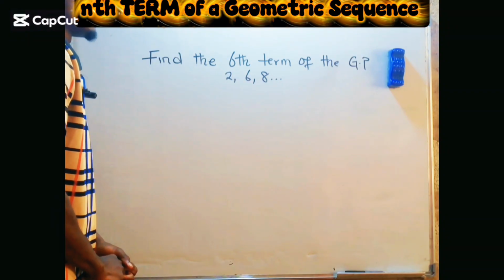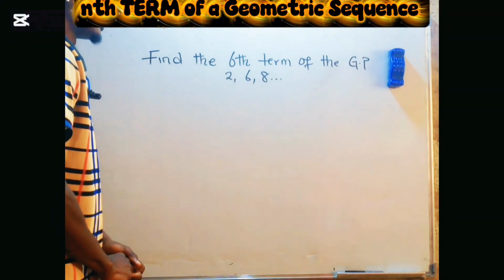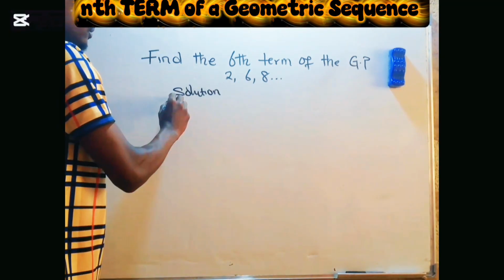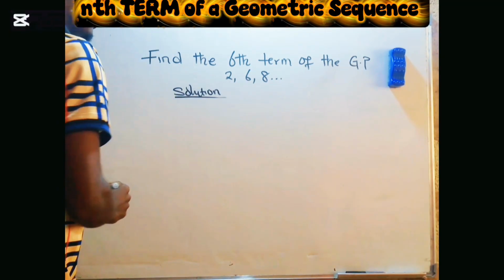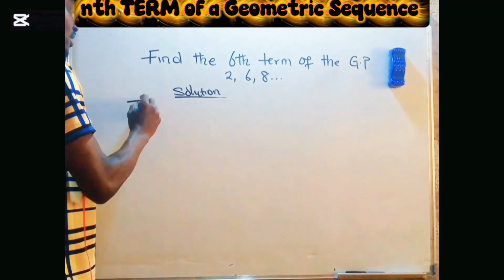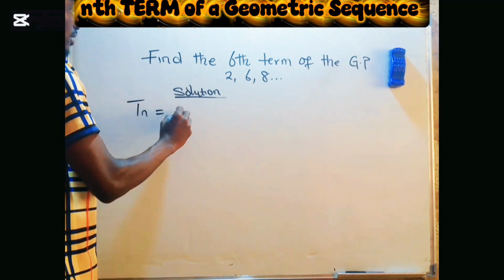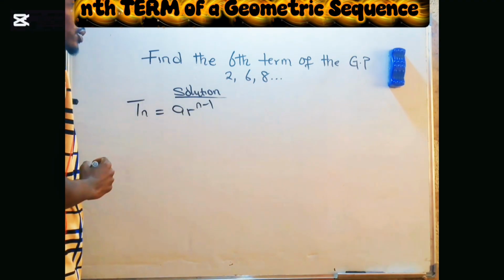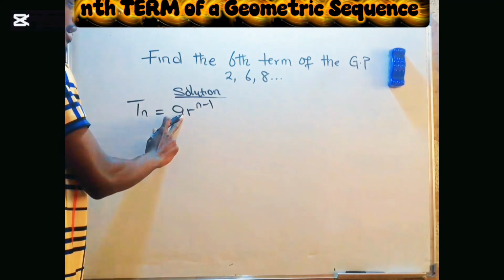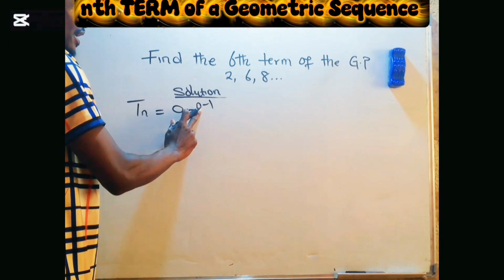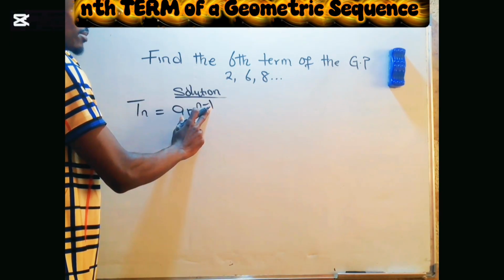Find the sixth term of the GP: 2, 6, 18. Solution. The nth term of a GP is Tn equals AR raised to the power n minus 1, where A is the first term, R is the common ratio, n is the number of terms, then minus 1.